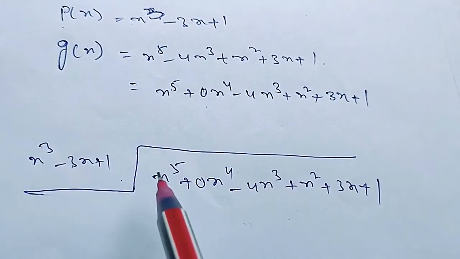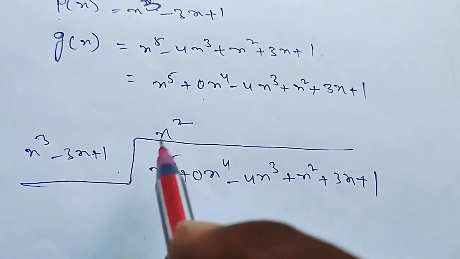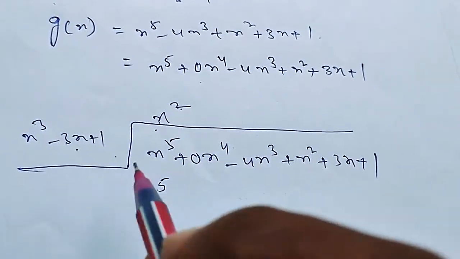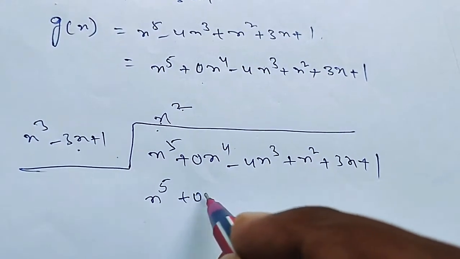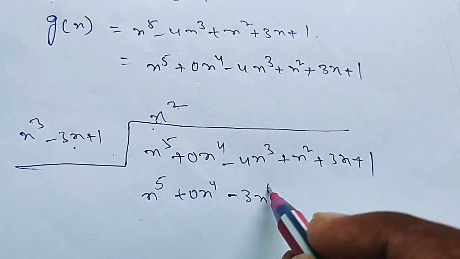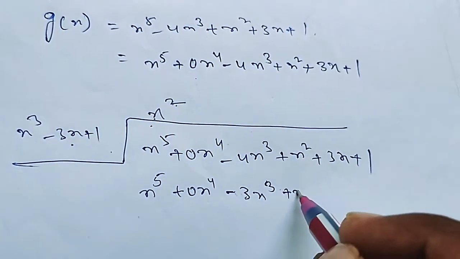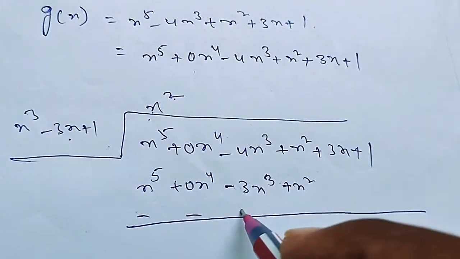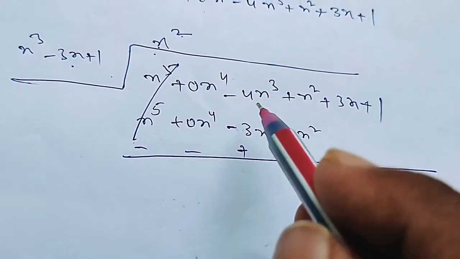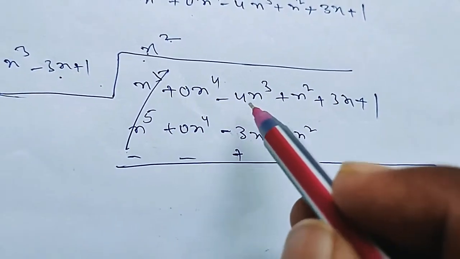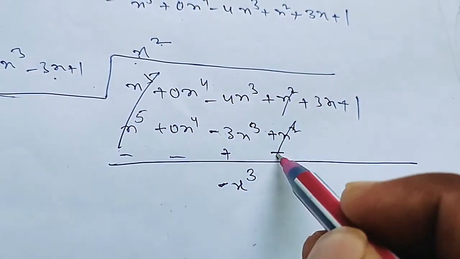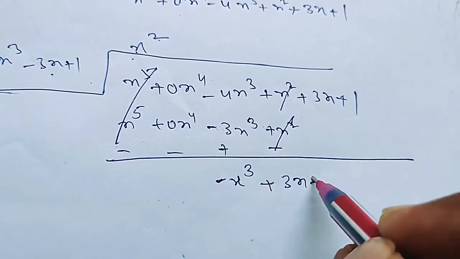Now, here x^3 and here x^5, so simply x^2. x^2 into x^3 is x^5. Now, x^2 into x, here there is no x^4 term, so 0 into x^4. So minus 3x^3, plus x^2. So minus, minus, plus, minus, this cancels, and these also cancel each other. Here minus 4x^3 plus 3x^3 is minus x^3, plus x^2 minus x^2 cancels, remaining terms 3x plus 1.